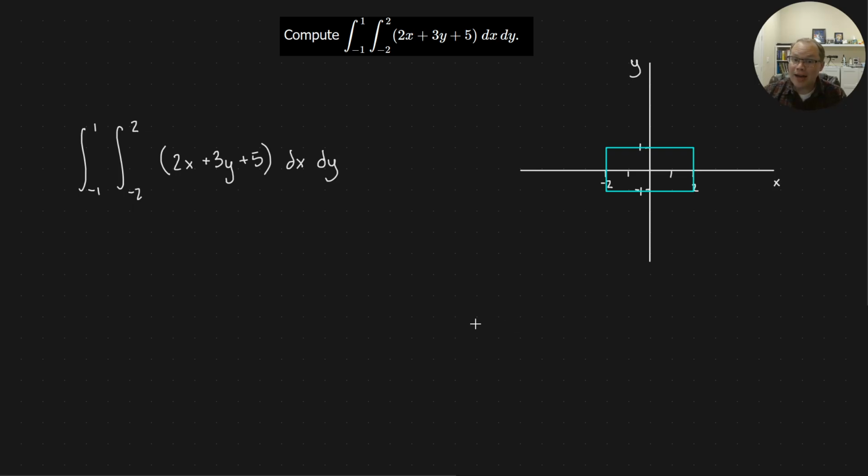Okay, so to actually evaluate this, we'll just evaluate one integral at a time. We start by evaluating the inner integral. The inner integral is evaluated with respect to x, which means we're going to treat y as a fixed value. Only x is a variable. The outer integral, I'm not going to touch yet. That outer integral stays where it is.